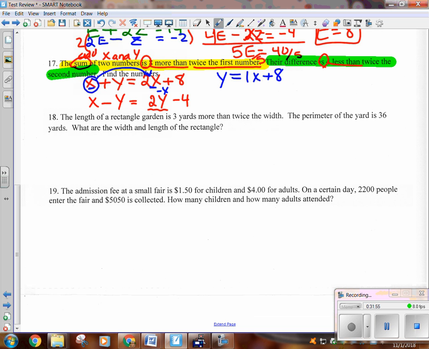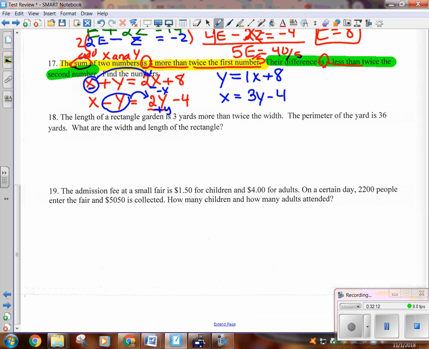Now, just like the first one, this one is not cleaned up, so we're going to clean it up. I think I'm going to take, in this case, I don't want the negative. I want to get rid of that. So I'm going to add y. So when I do, I get x equals 3y minus 4.